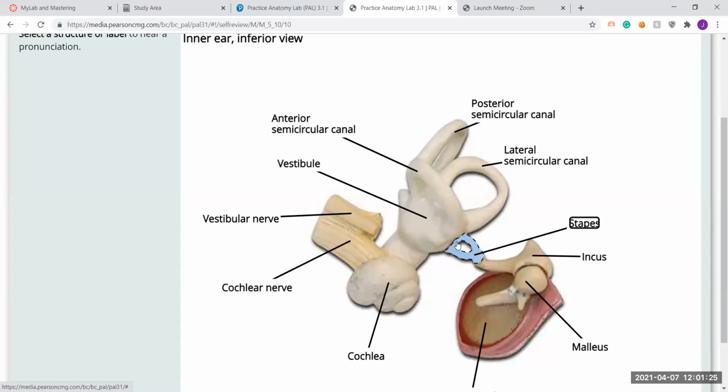Stapes has a foot process like the stirrup when you ride a horse. You put your leg on a stirrup, and a stirrup has a foot process. It is attached to the oval window here, which is not shown. Okay, so this is vestibule, semicircular canals, and cochlea. And the outer part is bone, and if you cut, then you're going to see inside, you're going to see membrane tube, and there is vestibular and cochlear nerve together called vestibulocochlear nerve.